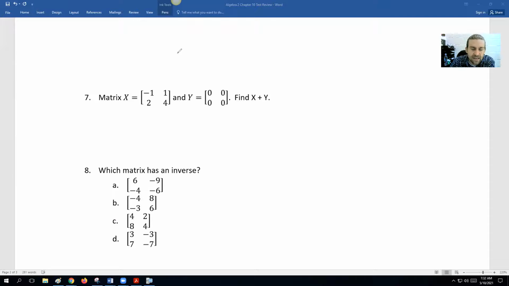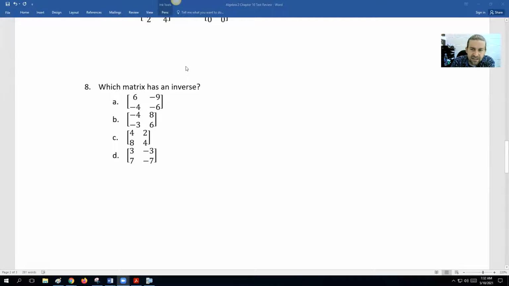All right, next, find which matrix has an inverse. In order to have an inverse, the cross multiplies must not be the same thing, because that messes up the discriminant here. So we're going to see, is 6 times -6 the same thing as -4 times -9? We would get -36 and +36, and those are two different numbers. That works.